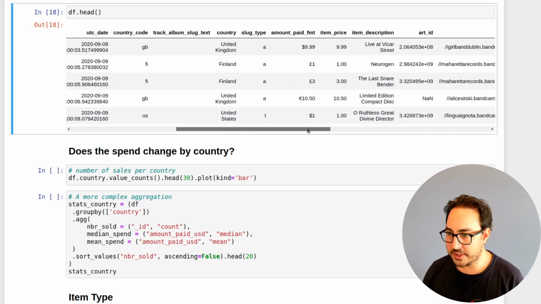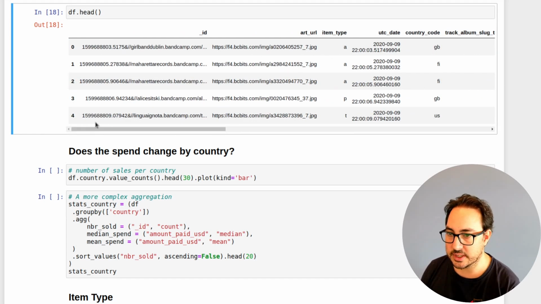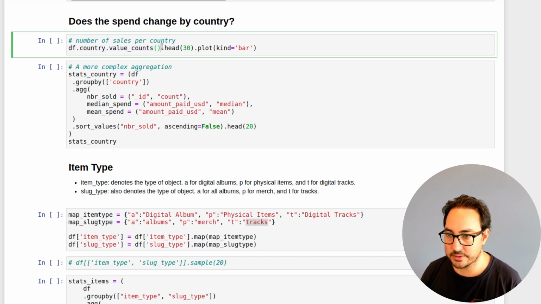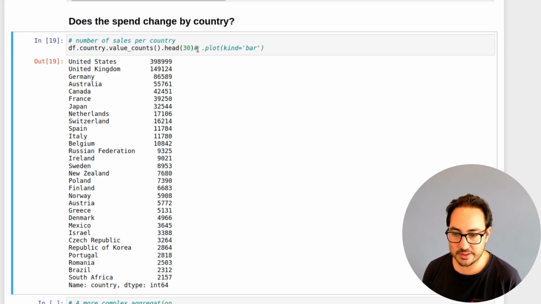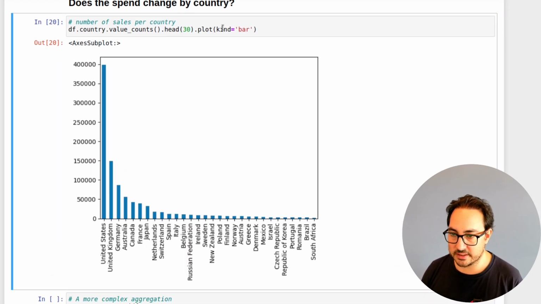One of the other columns we have that could be interesting to look at is the country. So let's do some computations with that. Let's see what we find. Here I have computed the value counts of the country, and I'm just showing the top results. I'm plotting them as a bar chart. So basically, this is what you get. The way I interpret this is the number of sales per country during this period. And I can just plot it as a bar chart.